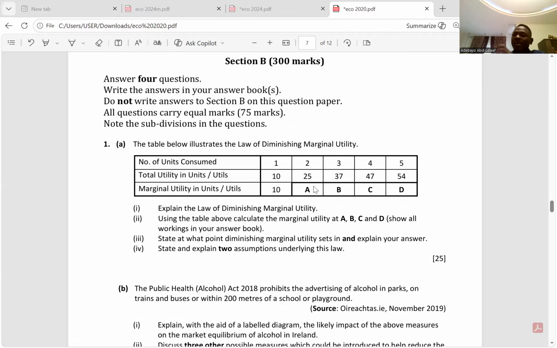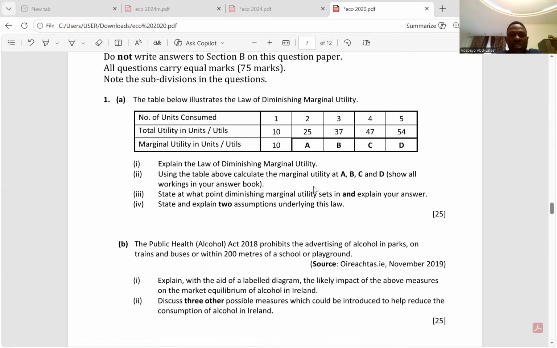Just like if I'm thirsty, I need to take a bottle of water. After taking the first, the second, taking the third, I won't feel the same satisfaction. So that means there's diminishing marginal utility. And utility is the amount of satisfaction that can be derived from the consumption of any commodity. I think that is clear. So that's about the law of diminishing marginal utility.